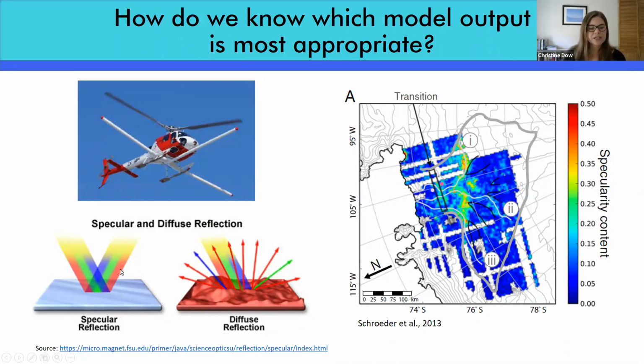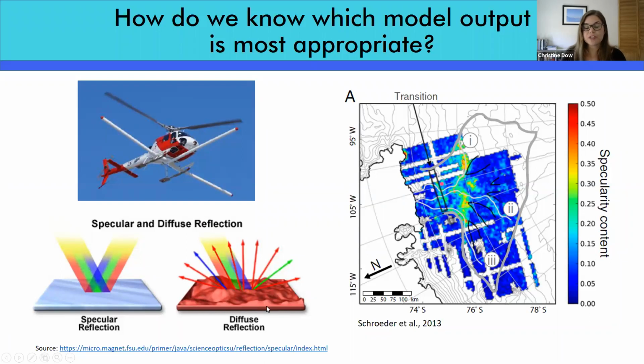So on the left-hand side here, where you've got a really nice specular reflection, that means there's something very flat that the radar is bouncing off. And in the case of the Antarctic, it's very likely that that is going to be water. So when we see high specularity content in the radar, we can assume that there's distributed water layers that are bouncing the radar back to the helicopter.